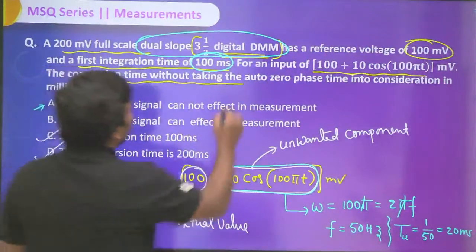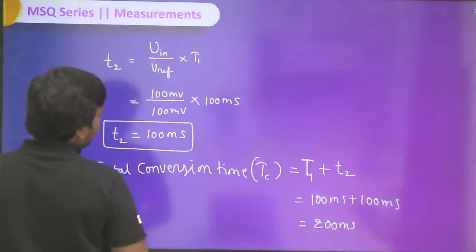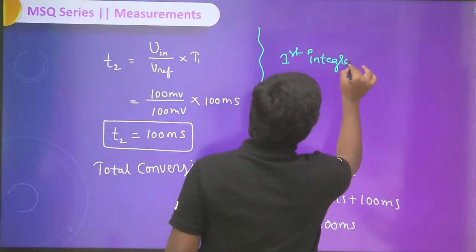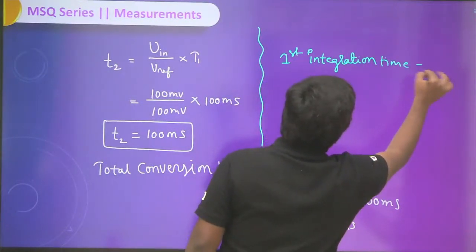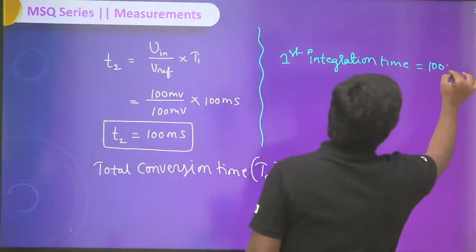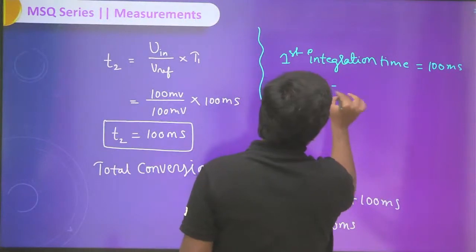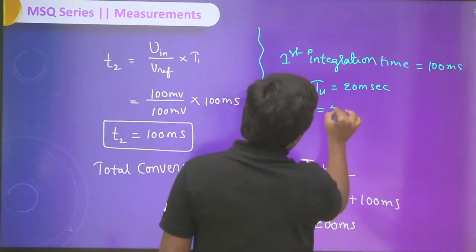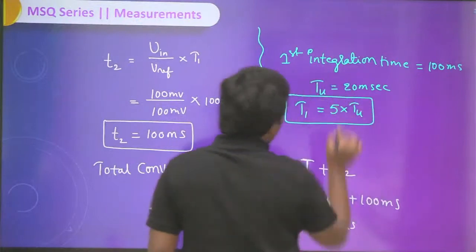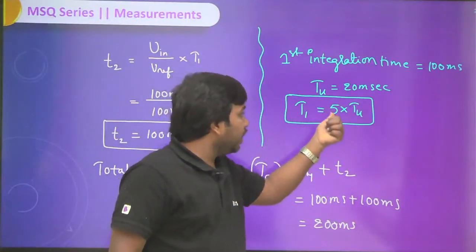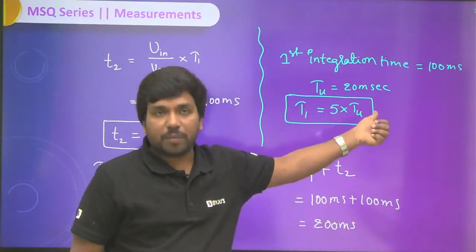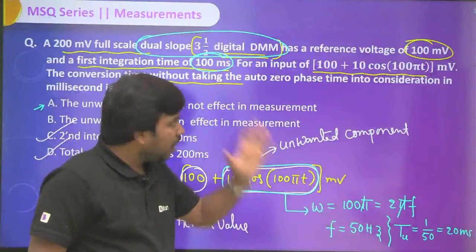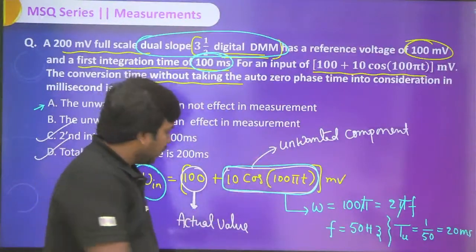The great thing here is, your first integration time means you are going to integrate the input voltage for almost 100 milliseconds, right? That is what is given, 100 milliseconds, whereas the time period of the unwanted signal is only 20 milliseconds. First integration time equals 5 times the unwanted signal. If the first integration time is an integer multiple of the unwanted time period, then in 100 milliseconds, 5 cycles will come, because each cycle has 20 milliseconds.